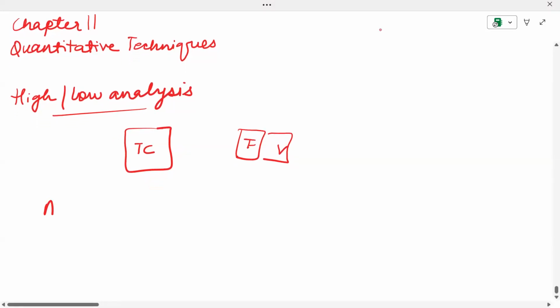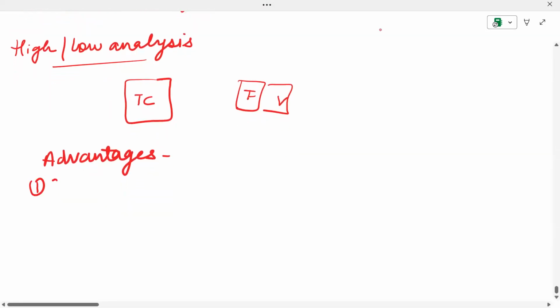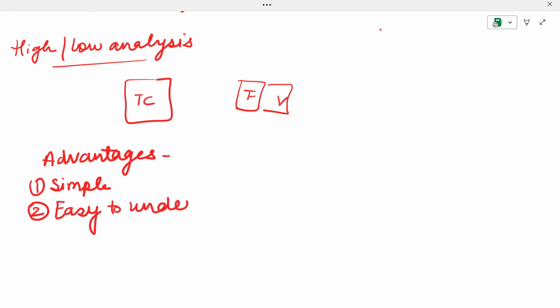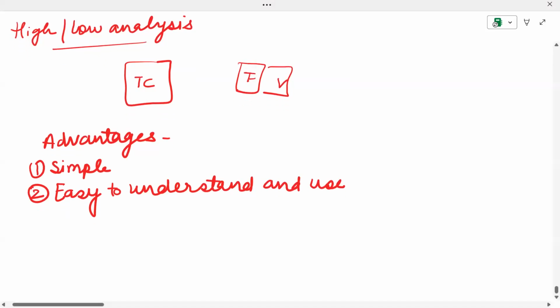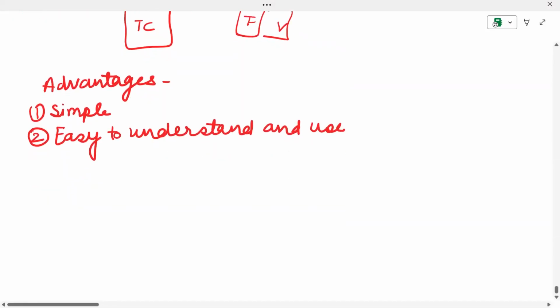Now, there are a few advantages that this analysis gives you. One of the advantages is that it has the enormous advantage of simplicity. It is very simple. Just a plain simple formula is going to help you a lot. Second advantage is that it is easy to understand and use.